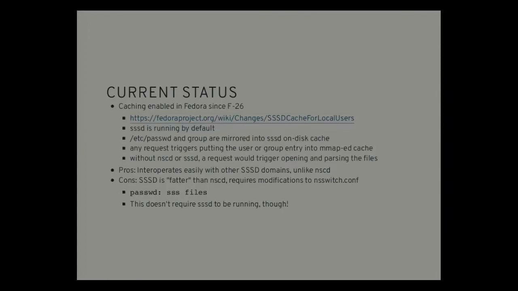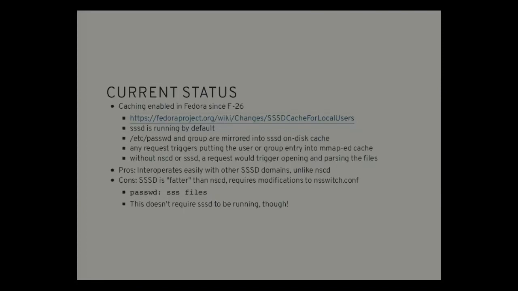The way the caching works is that if there is a request coming from an application, like ls wants to convert the number to a name, the request goes first to SSSD. The first request goes to the daemon, which is a little slow, but then the daemon, as part of the reply, puts the reply into a memory mapped cache. So any subsequent request would not even hit the daemon. It would just be in the NSS module, which is loaded into the memory space of whoever is calling it.